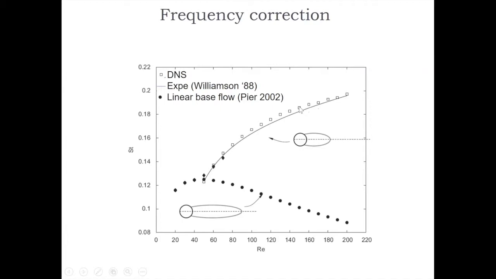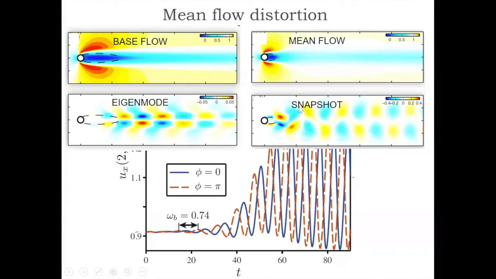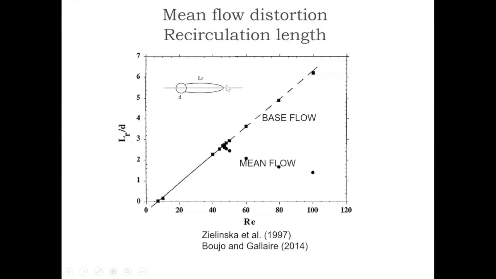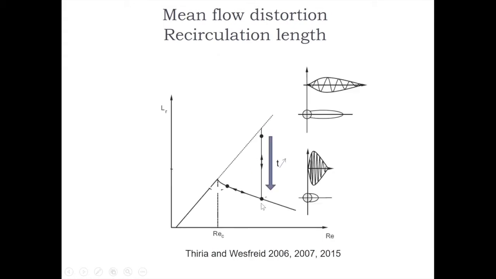Again, the reason for that is that the mean flow is not well predicted. You see it here by reporting the recirculation length as a function of Reynolds number. And you see that after threshold, if you just consider the base state, this recirculation bubble elongates. However, if you look at the mean flow, it shortens. So that means that the mean flow here and the base flow here are extremely different, even for Reynolds number as small as 60, 80, or 100.